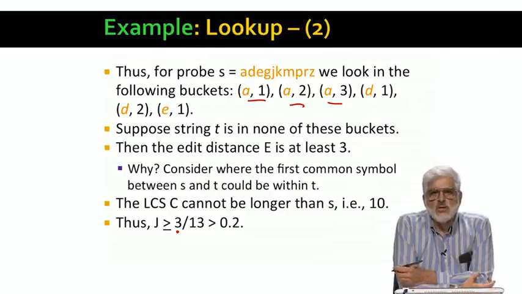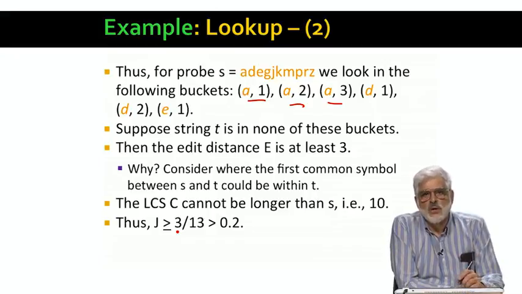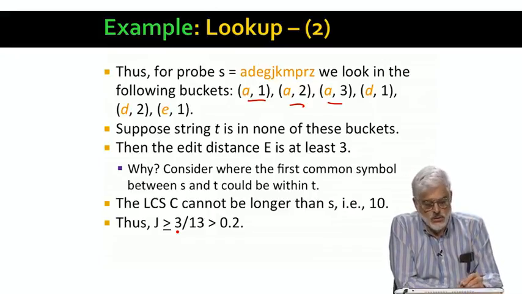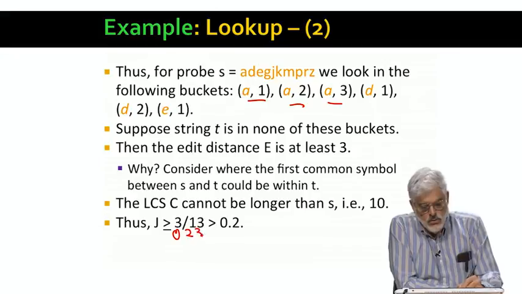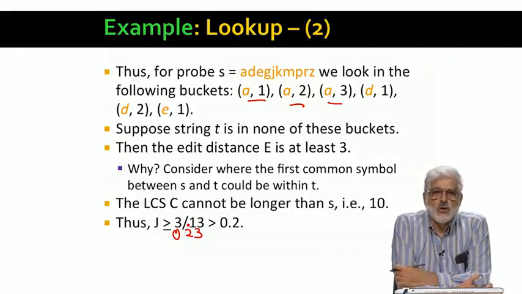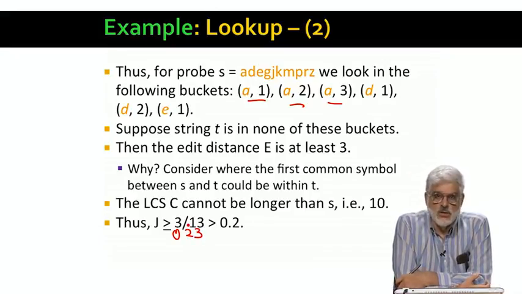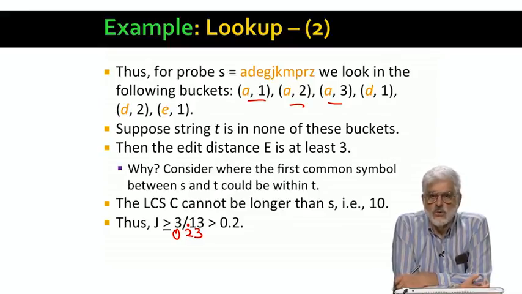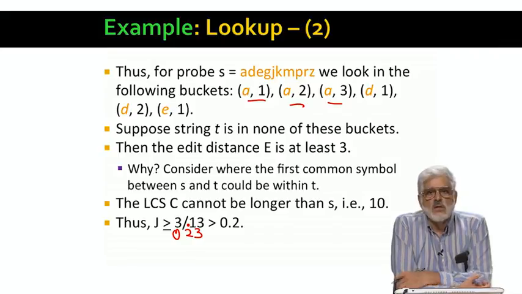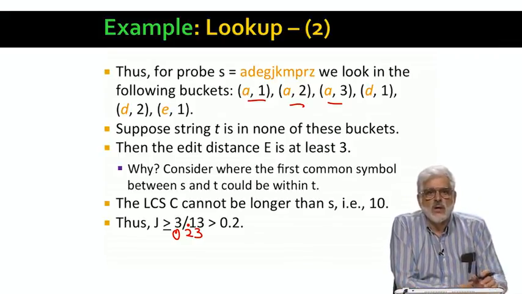Therefore, the Jaccard distance between S and T, which is E over E plus C, is at least 3/13, which is about 0.23, and surely greater than the maximum distance between S and T that we will accept, which is 0.2. Thus, there is no reason why we should compare S with any T that is not in one of the 6 buckets we actually do search.